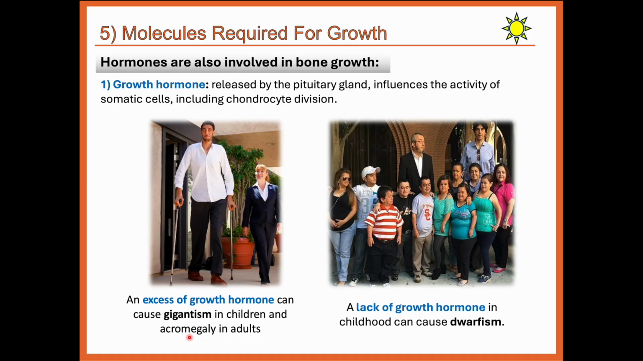Just for funsies, if you have too much growth hormone as a child, you will develop a condition called gigantism. In adults, it's called acromegaly. And you do get very, very big. A lack of growth hormone is called dwarfism. And so this is when you don't have enough of this, and those bones, they will not grow.